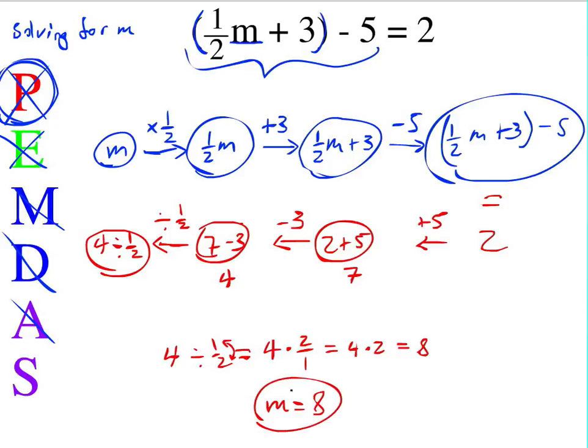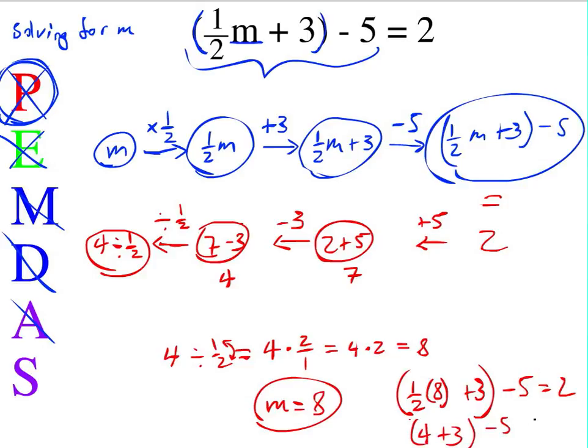Now we do want to check our work to make sure this comes out correctly, so we have 1/2 m, which is 8, plus 3 minus 5 equals 2. So 8 times 1/2 is 4 plus 3, which is 7. 7 minus 5 does in fact equal 2. Okay, there we go. Yes, it does work out.